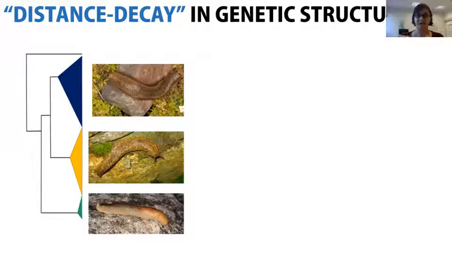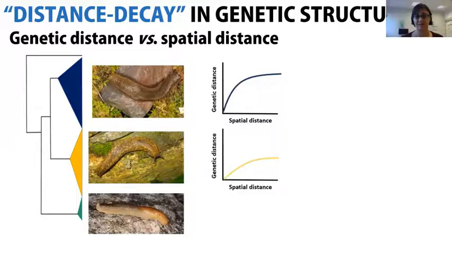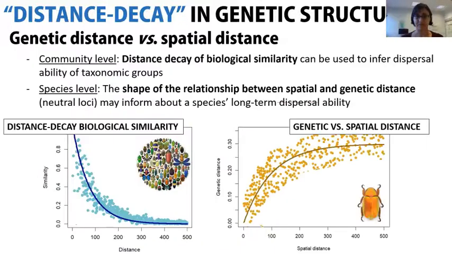And finally, I'm going to talk about distance decay in genetic structure. And as I have said, it's not distance decay, because we actually see an increase, but it is the same type of analysis. You have to switch it. So the relationship between genetic distance and spatial distance within each species.